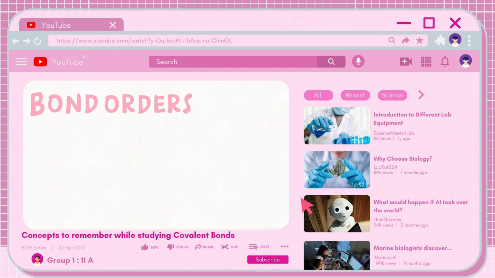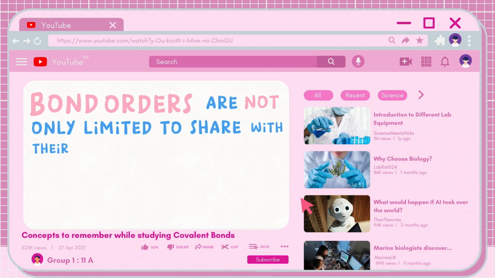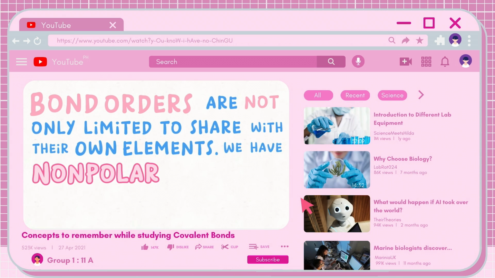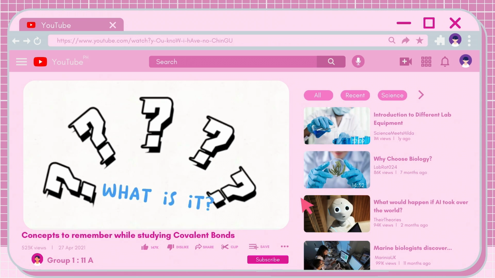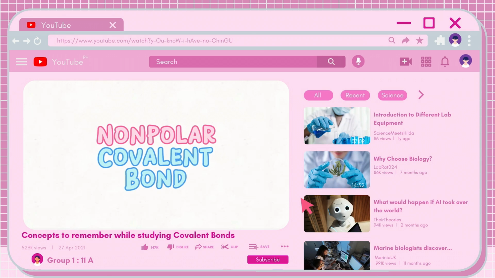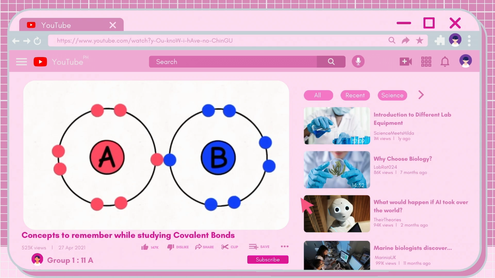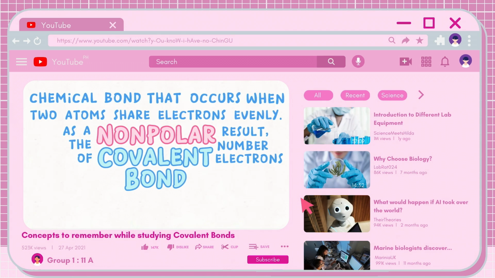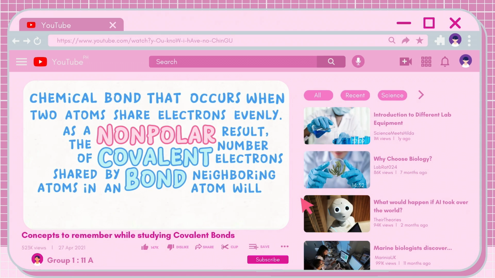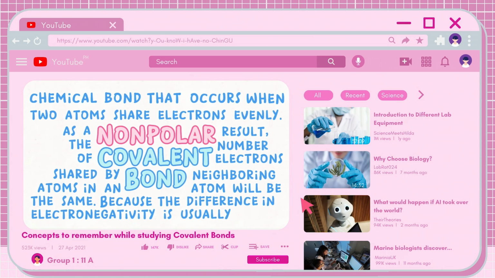The bond orders are not only limited to sharing with their own elements. We have nonpolar and polar bonding. What is it? A nonpolar covalent bond is a sort of chemical bond that occurs when two atoms share electrons evenly. As a result, the number of electrons shared by neighboring atoms will be the same. Because the difference in electronegativity is usually small, the covalent bond is also known as a nonpolar bond.